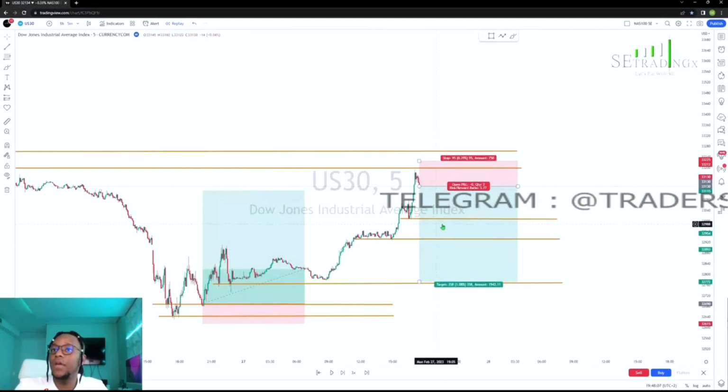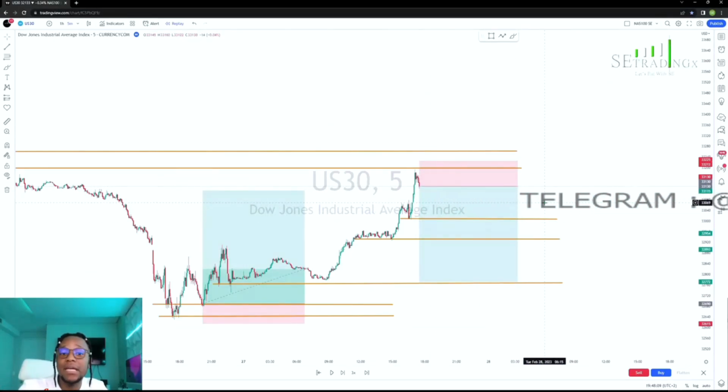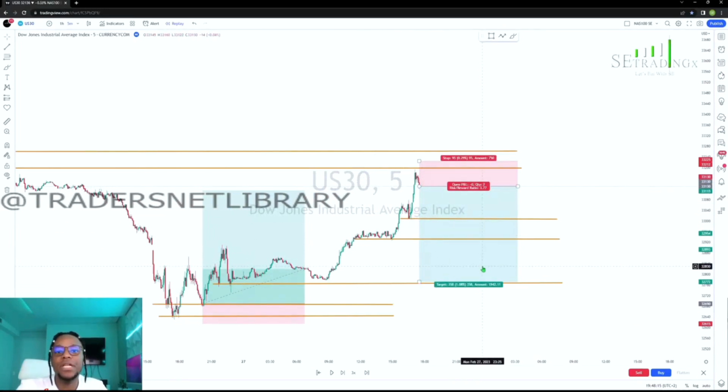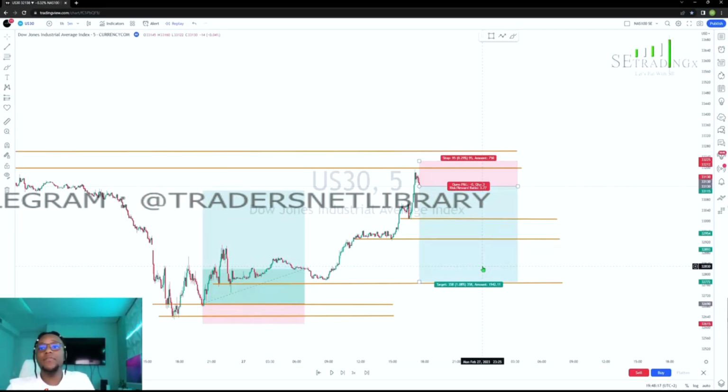Basically very simple. If you want to know potential areas where you do want to take profit, then you just look at the support and resistance of price, and those are the areas you can use to determine where to take profit.